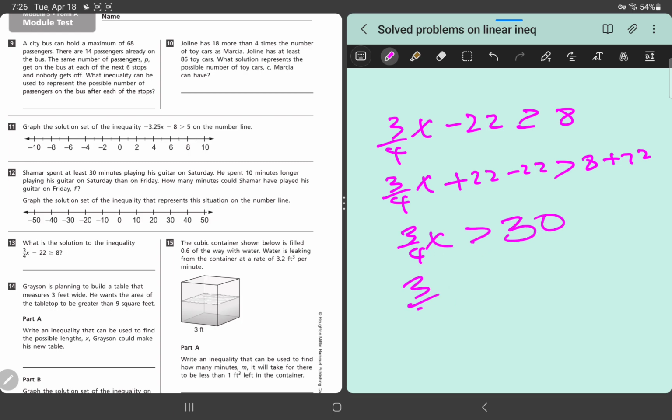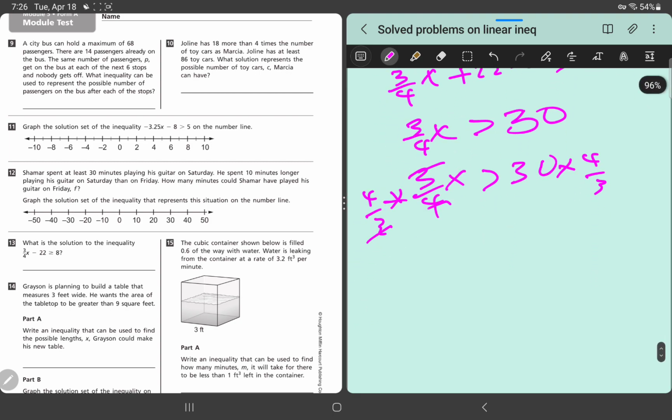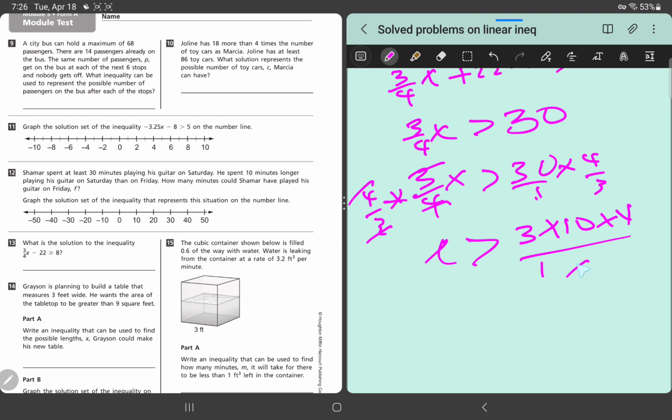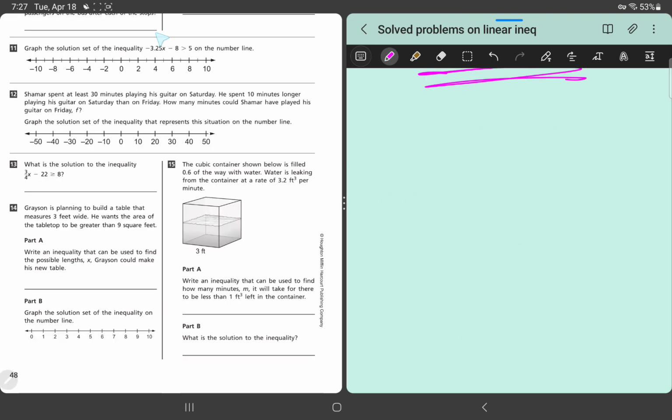Now multiply 3 over 4x greater than 30 by 4 over 3 on both sides. So you can cancel this by this. So x is greater than or equal to 30, which is 3 times 10, times 4 over 3. You can put 1 here: 1 times 3, 1 times 3. So your x is greater than or equal to 40. That's the solution.